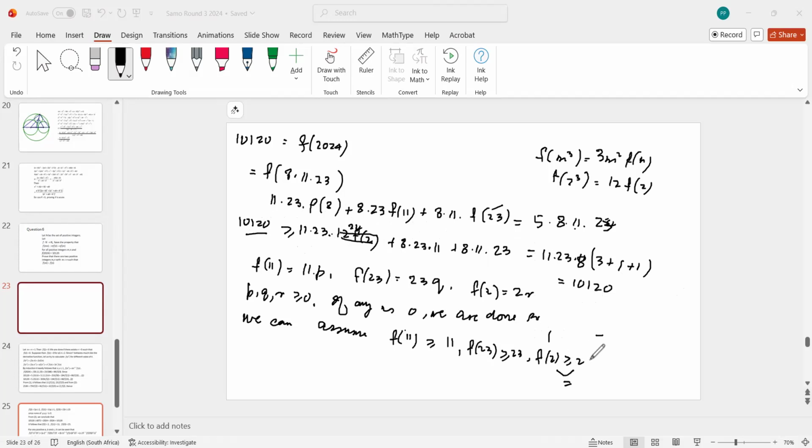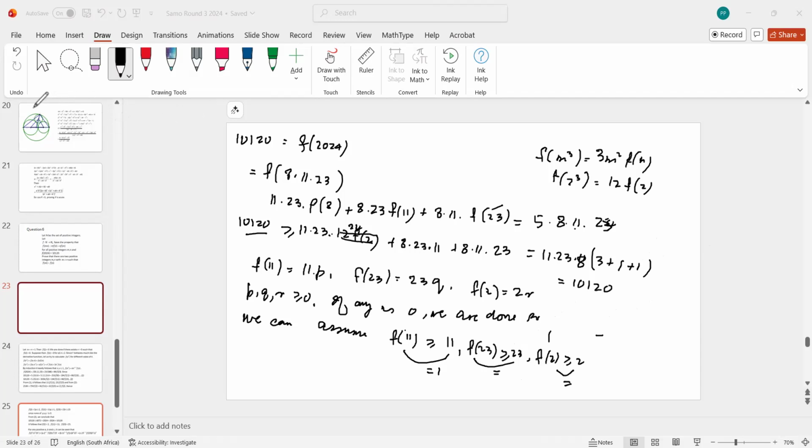If any one of them is greater, then we have a contradiction. Then you have that 1,120 is bigger than itself. So all of them are equal. So here too they are equal, and here they are equal. So now we know exactly what f of 2 is. It's equal to 2. f of 23 equals 23, f of 11 equals 11.